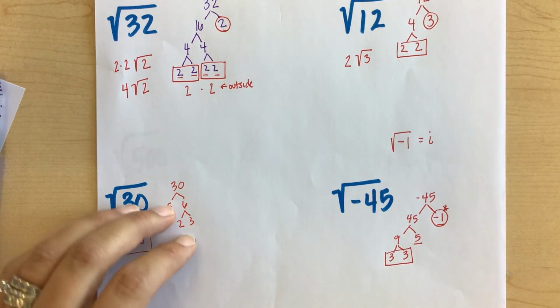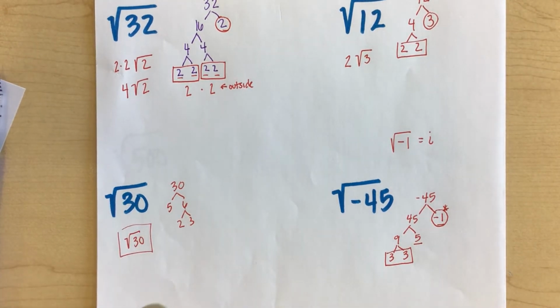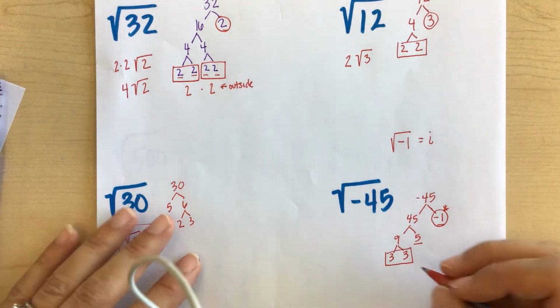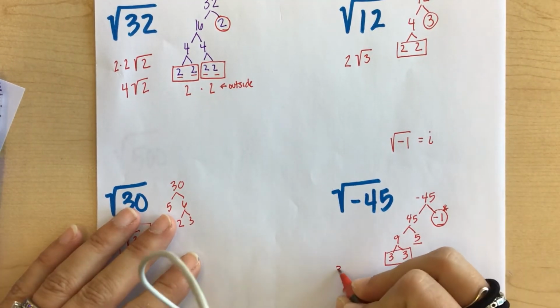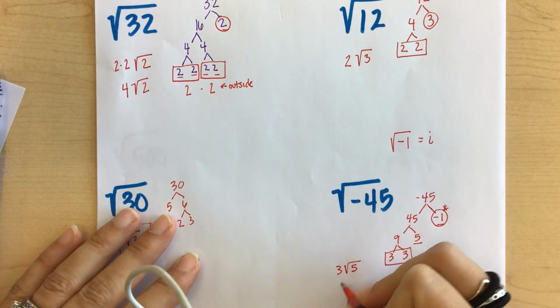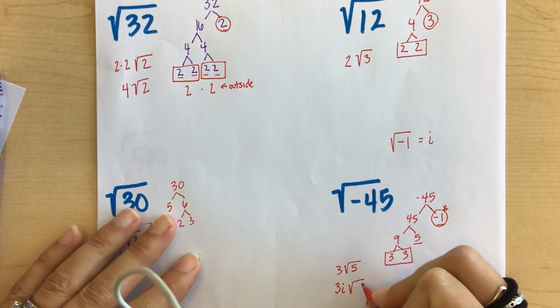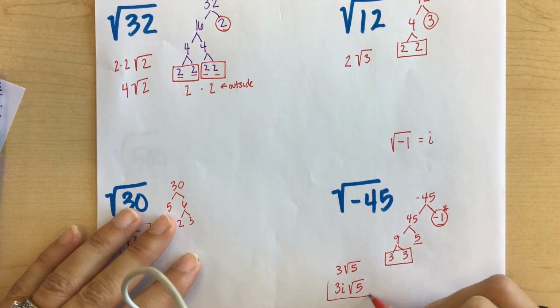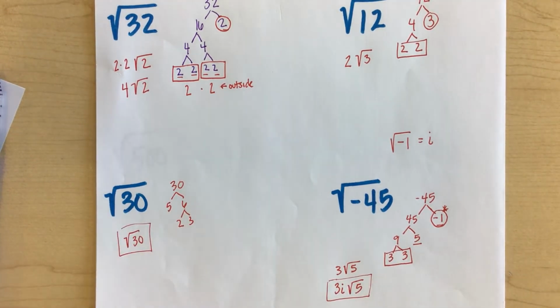I know that has to come out. You can never leave a negative underneath the radical, ever. Okay, so the pair comes out, 3 comes out, 5 stays under, right? And then I have this negative 1, so that actually goes next to the 3. So this right here would be my final answer, okay?